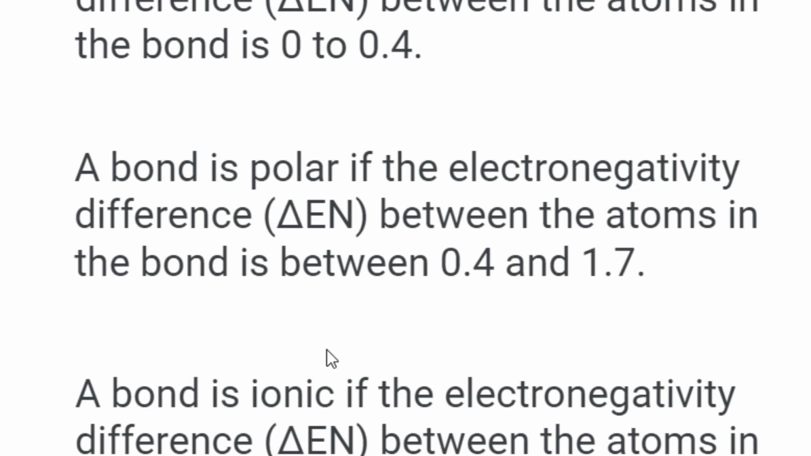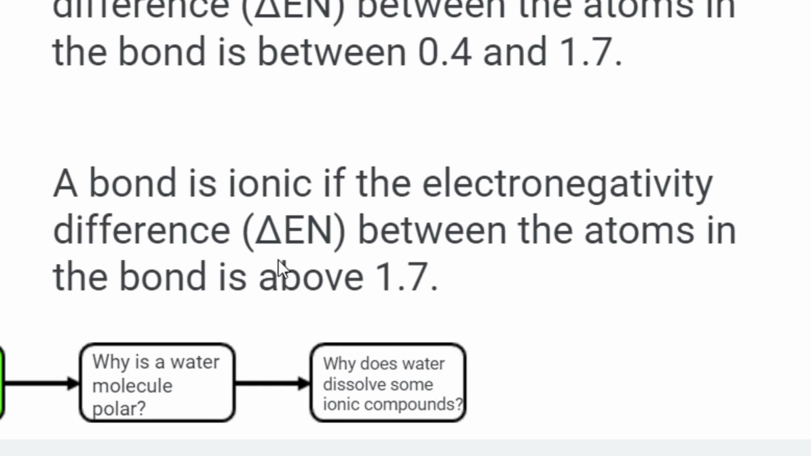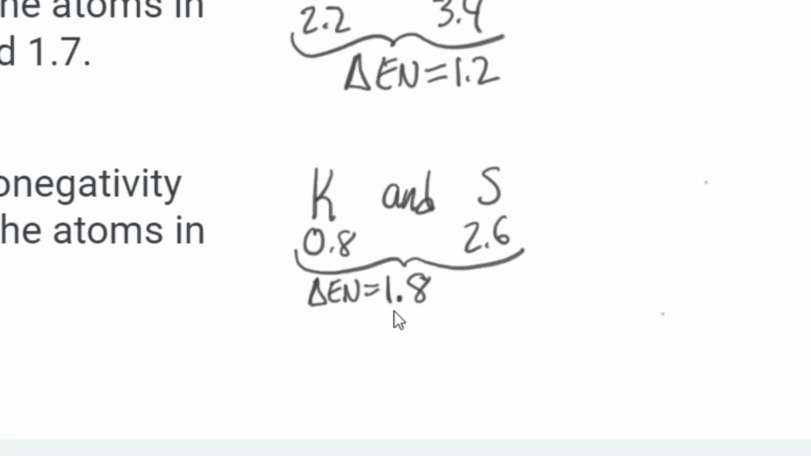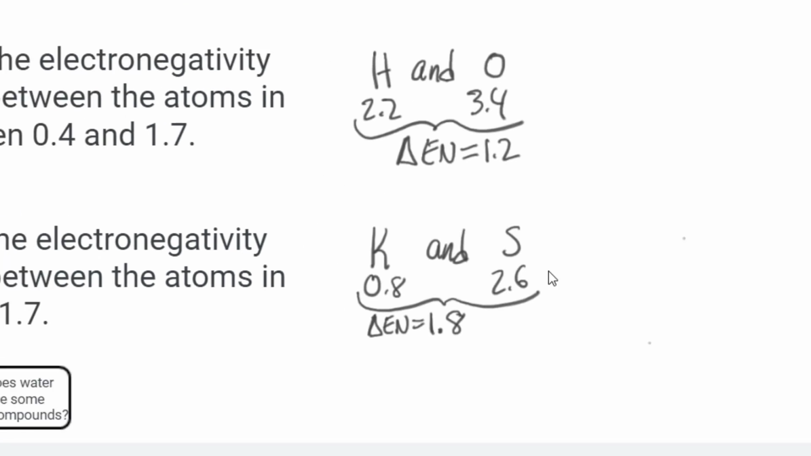And then finally, if we were to look at the difference above 1.7, that's going to be an ionic bond. And we can tell that here because we've got a metal and a nonmetal. That's the other way we can tell. If you recall from the ionic bond presentation, there's two ways we can tell if there's an ionic bond. It's either that the electronegativity difference is greater than 1.7 or that it's made of a metal and a nonmetal.